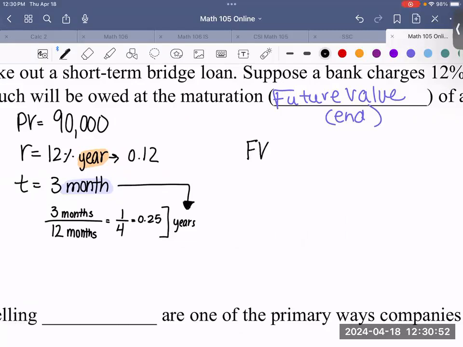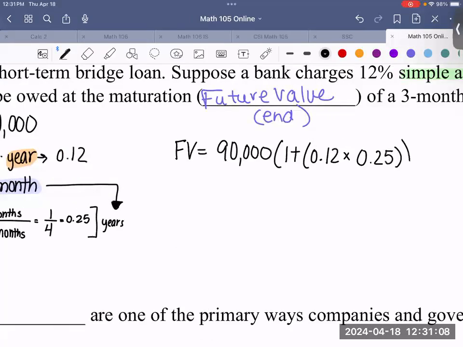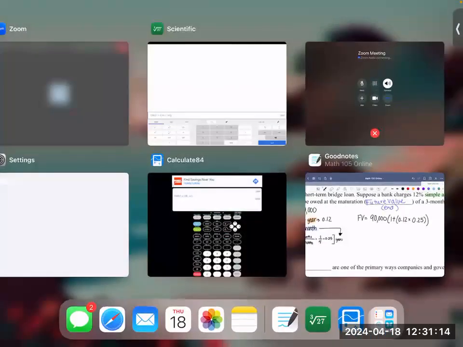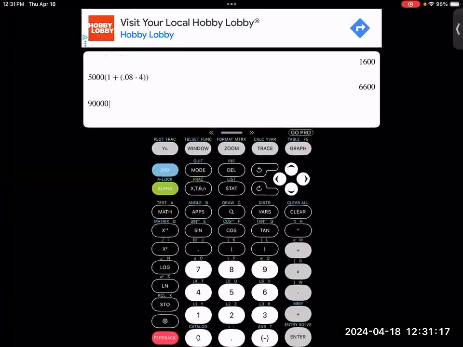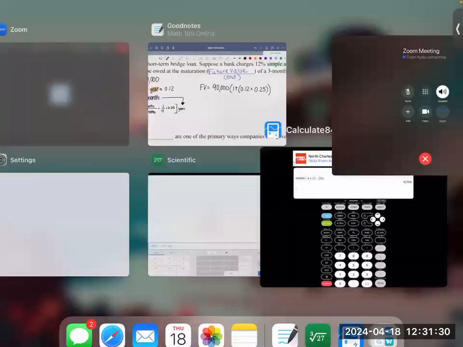So they say your future value is equal to your present value, 1 plus your rate, 0.12, times, again, it doesn't matter. I might choose to do a decimal place on this one, maybe a fraction on the other one, up to you. All right, I'll show it on this one. 90,000, 1 plus 0.12 times 0.25, and close. So our future value is 92,700.